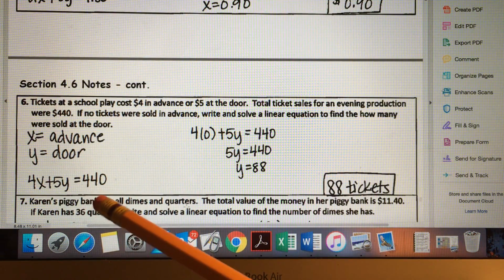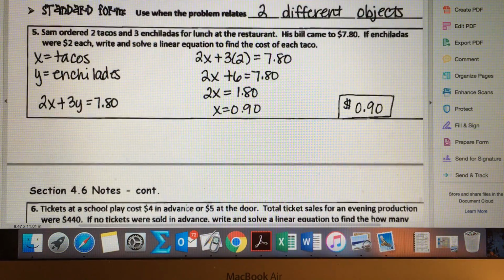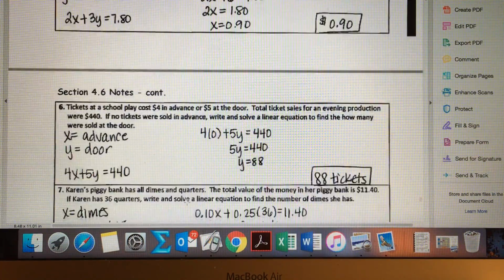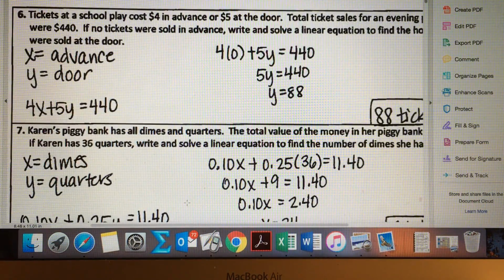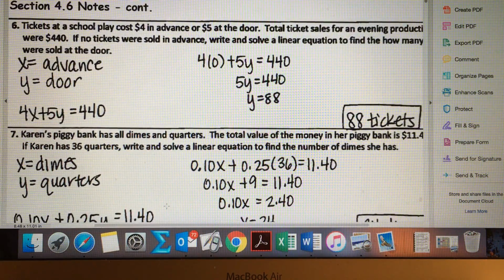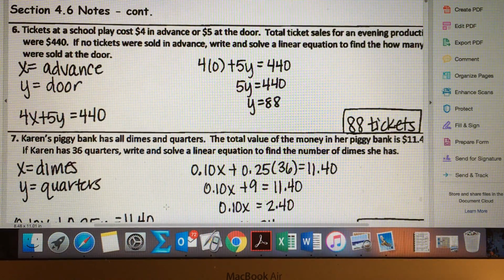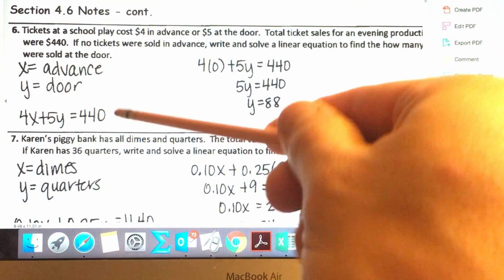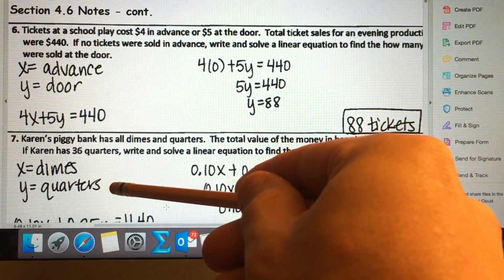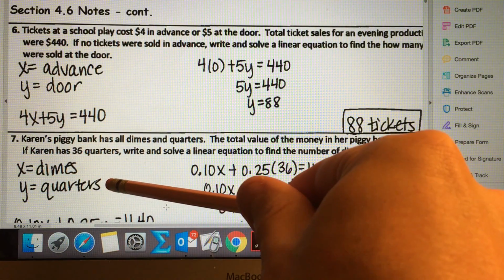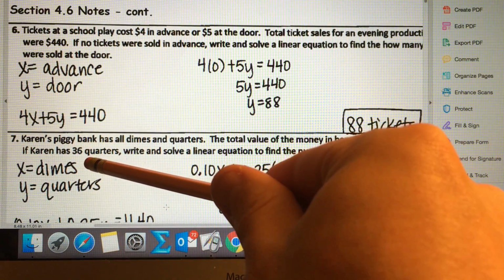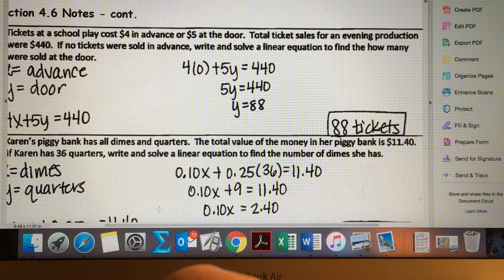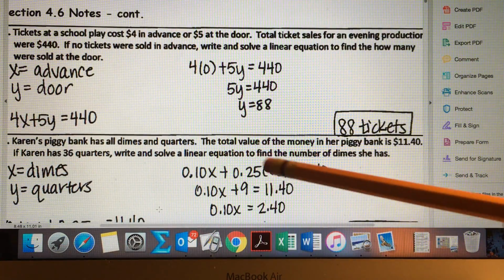Okay, so remember, standard form. When do we use standard form? When we have 2 different objects. So, Karen's piggy bank. It says all dimes and quarters. So we can say X can be dimes, the number of dimes. And Y can be the number of quarters. And then remember, we know in total there's $11.40 total in her piggy bank.